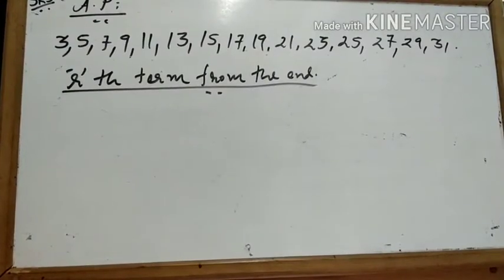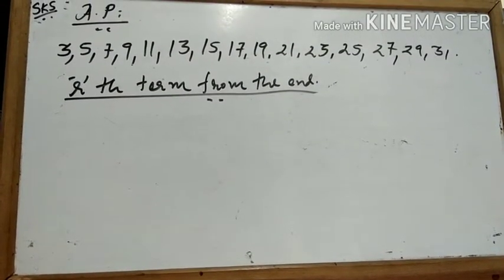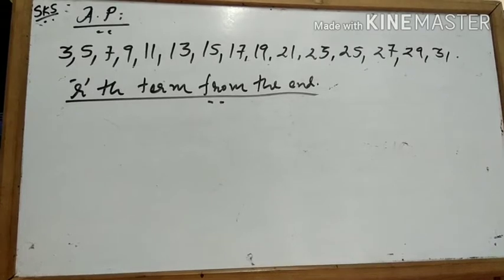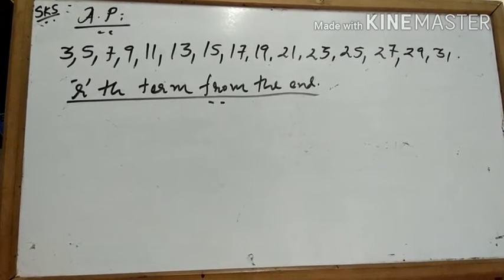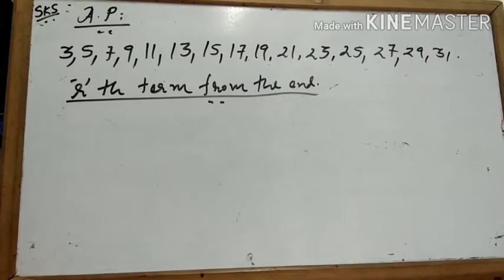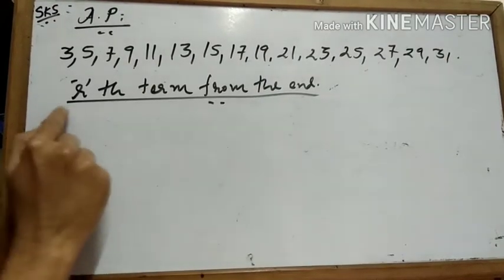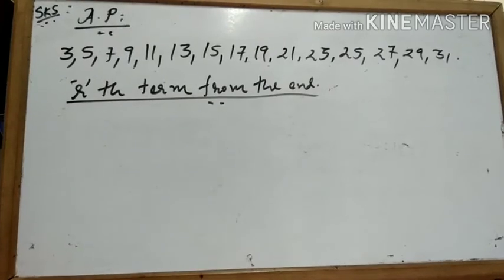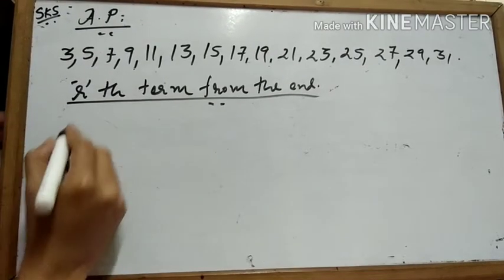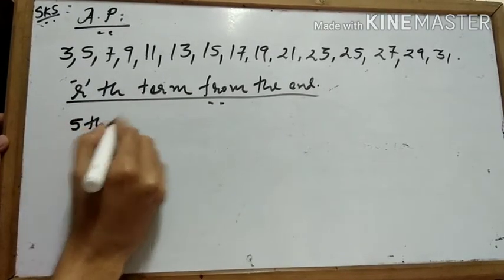Sometimes you will see a very interesting question. Instead of asking the 5th term, 7th term, 11th term or 16th term from the front, they will ask you the value of some term from the end. Like here I have asked the rth term from the end. What I mean to say is, if r is replaced by some number, I am asking you what is the 5th term from the end.